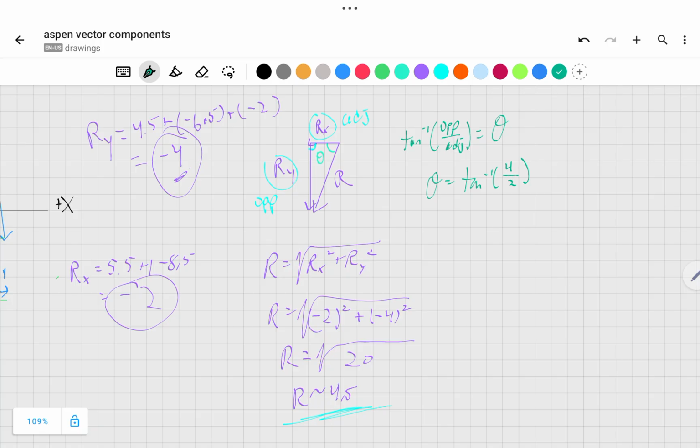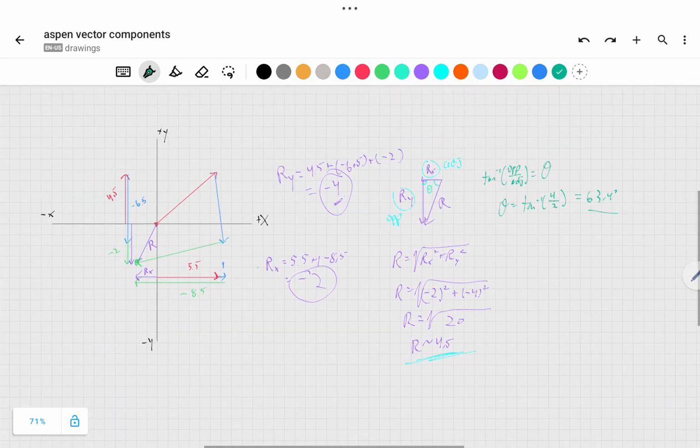Okay, that's about 63 degrees, 63.4 degrees. And that kind of makes sense. It looks like it's more than 45 degrees, so 45 is like halfway between the x and y axis, and that's 63.4. Okay, so not too bad. That's what we have, right?